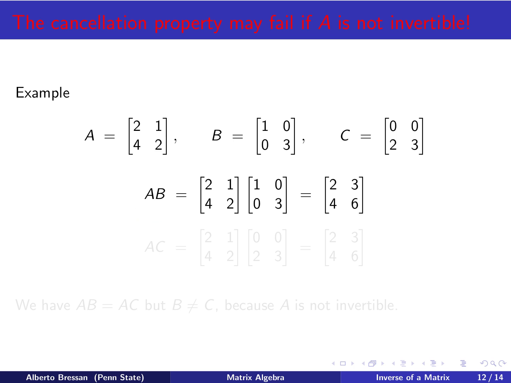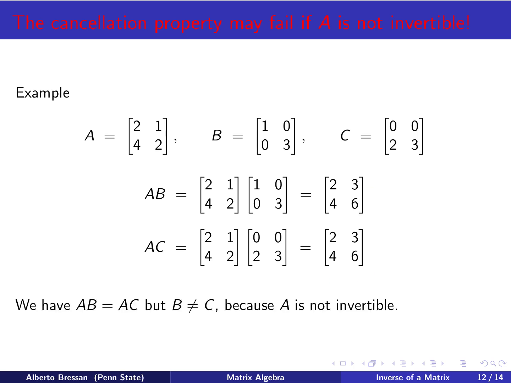It is quick to verify A times B. We just carry out the product of the two matrices. If you work out the detail, you get this matrix 2 and 3, 4 and 6. And then we can also carry out A times C. That's my A and that's my C. It's a quick computation and you will get that. Look at these two matrices at the end and you see that they are the same. So A times B equals A times C, but clearly B does not equal C.